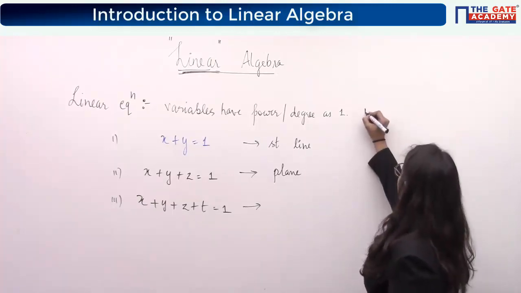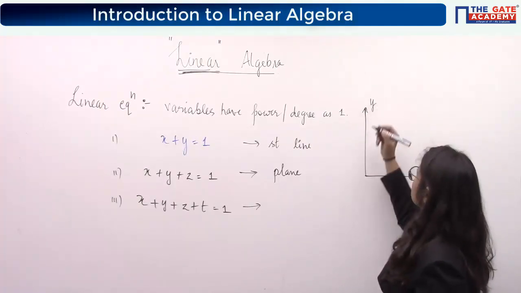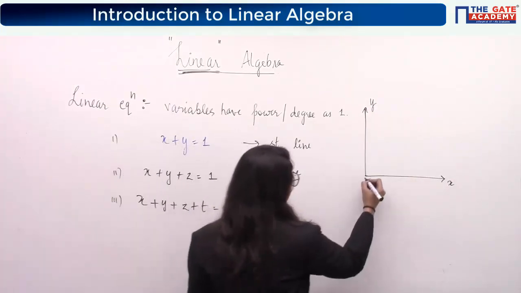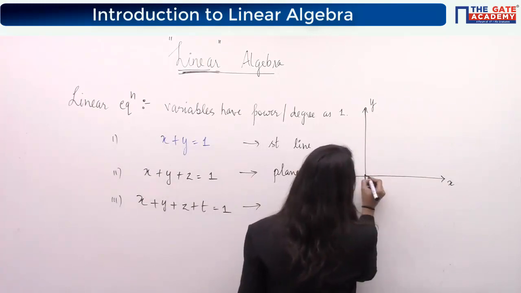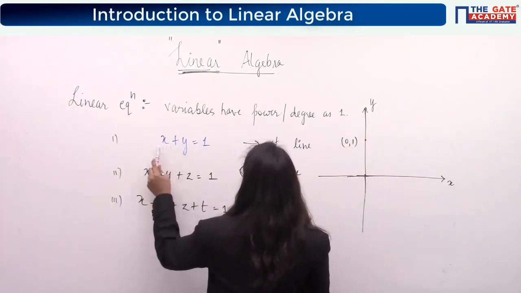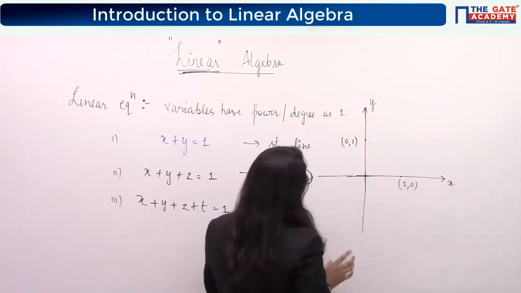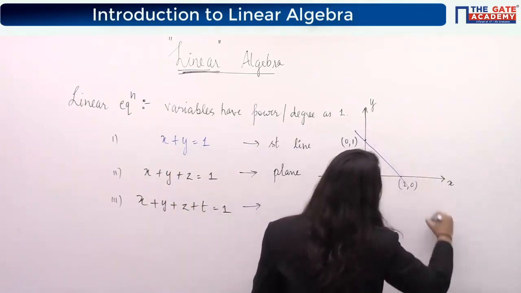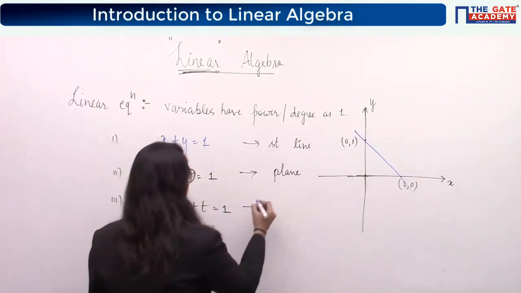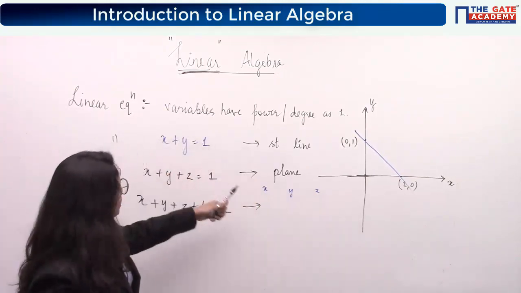How to draw? If I draw x plus y equal to 1, you will draw two axes, x and y. You will substitute x as 0, then you get y as 1, so the line passes through (0, 1). When you substitute y as 0, you get x as 1, so the line passes through (1, 0). Now you draw the line. Basically you substitute values of x, y or z respectively and then plot. If you plot this, you will get a straight line.